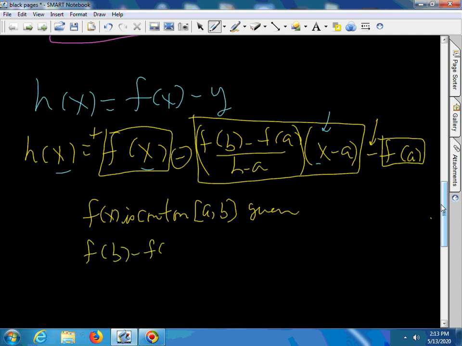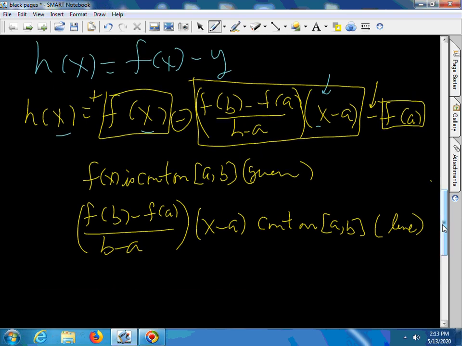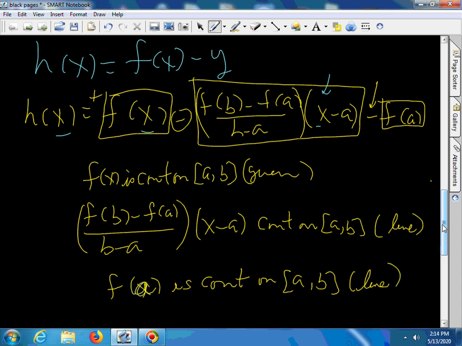F of B minus F of A over B minus A, a number, times X minus A. This is continuous on AB. Why? It's a line. F of A is continuous on AB. Why? It's a line.